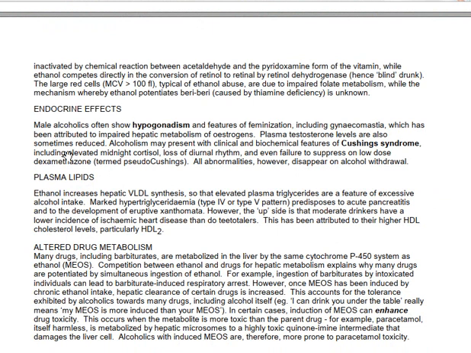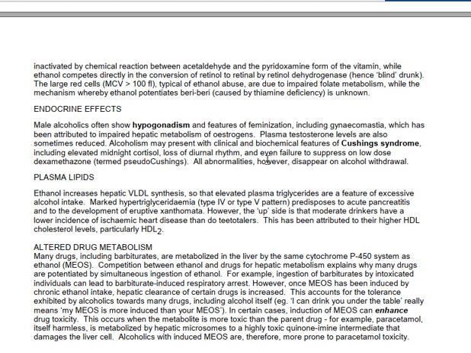Now we have the next one, which is endocrine effect. Male alcoholics often show hypogonadism and features of feminization, including gynecomastia, which has been attributed to the impaired metabolism of estrogen. Is it clear? So you see that males are going to have hypogonadism and a raised level of estrogens, because the estrogen is not going to be metabolized fast at the level of the liver.